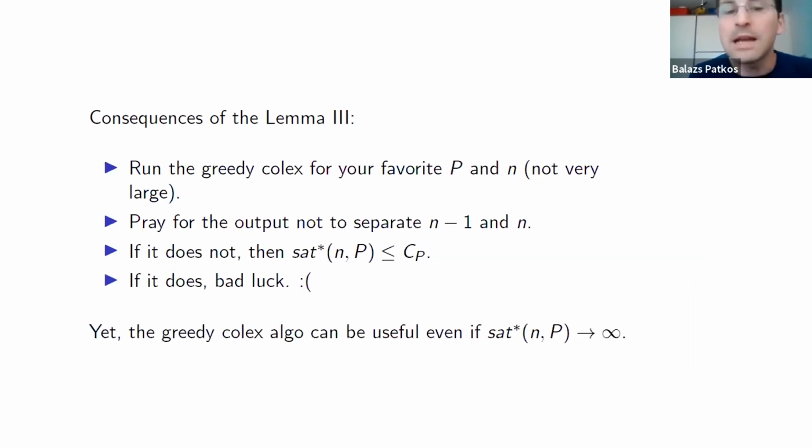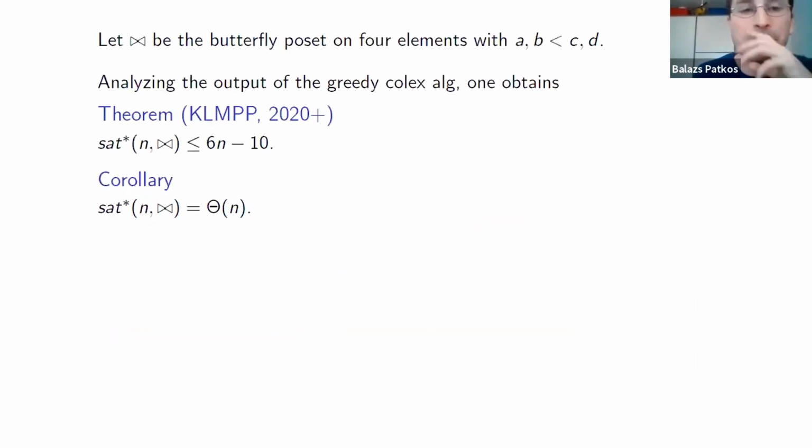And still, sometimes it's worth looking at it because, for example, there is this particular poset called the butterfly poset. So 2 elements on the bottom, 2 elements on the top. So A, B is smaller than C, D, and these are all the relations. And what we proved, analyzing what is the output of the greedy Codex algorithm, we could make a structure in what we saw when the output was listed. And then because of that, we could prove that the saturation number is not more than 6n minus 10.